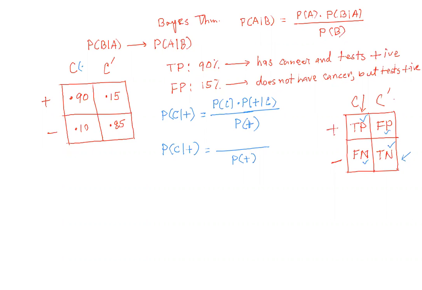They tell you the probability that someone has cancer is 1%. Probability that someone doesn't have cancer is 99%. So probability of having cancer is going to be 0.01 times the probability of testing positive given that someone has cancer. Testing positive given that someone has cancer is 90% or 0.9. But we just need to find this value. Now, probability of testing positive.